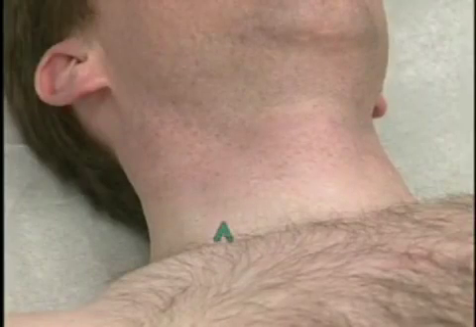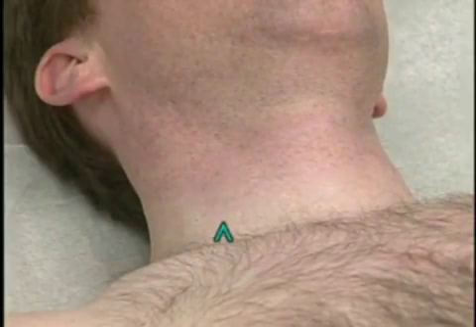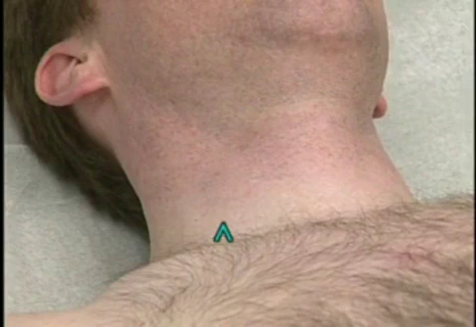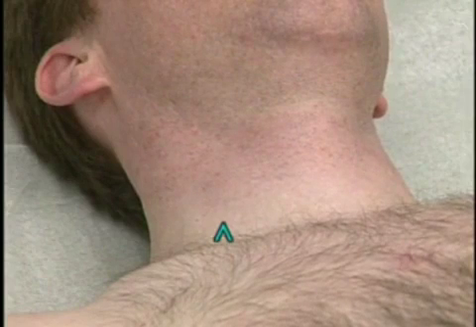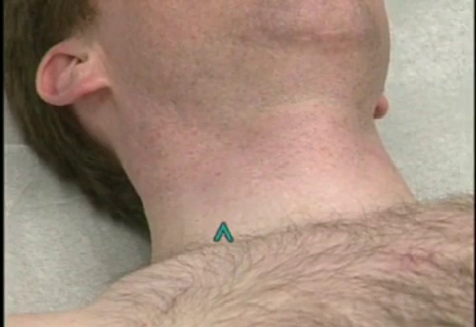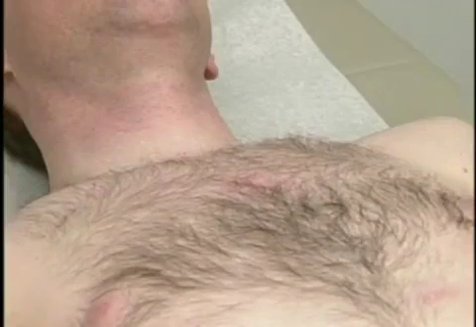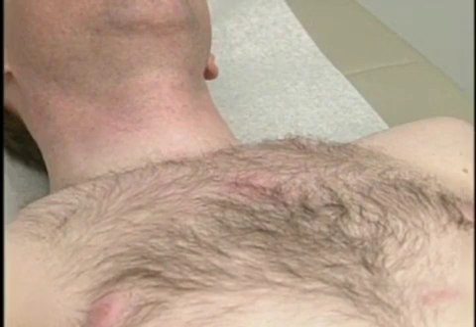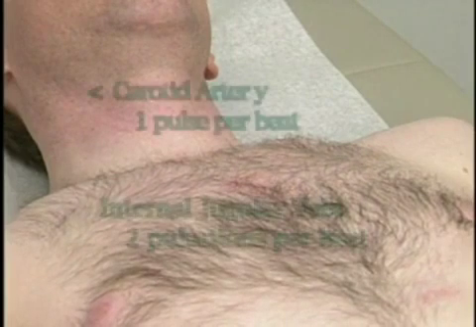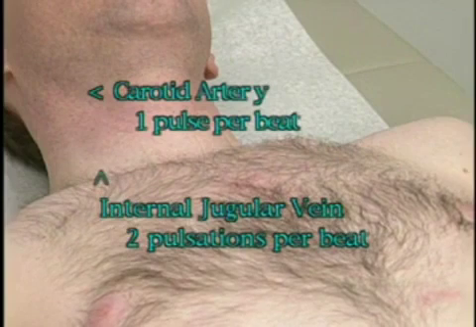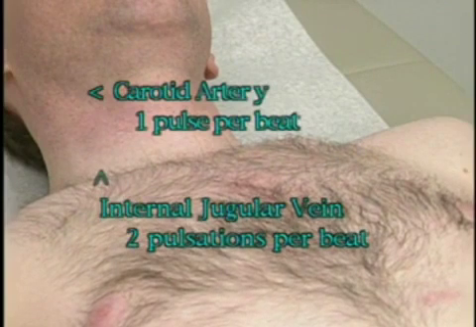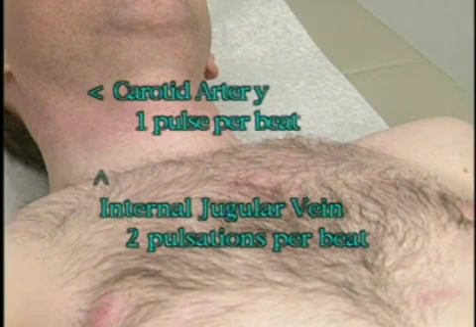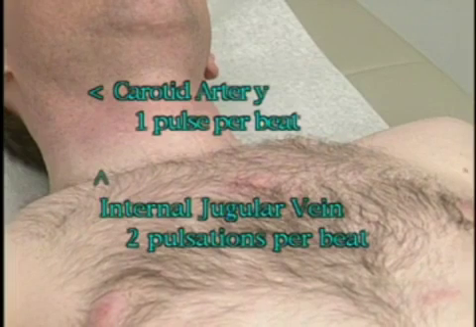You may need to listen to the heart with your stethoscope while you watch the neck veins. The A wave comes just before S1, and the V wave coincides almost precisely with S2. Or you may need to palpate the left carotid artery while you're watching the right internal jugular vein to identify the timing. Remember that there's only 1 pulse per beat from the carotid artery, whereas there are 2 venous pulsations per beat, the A and V waves, from the internal jugular vein.